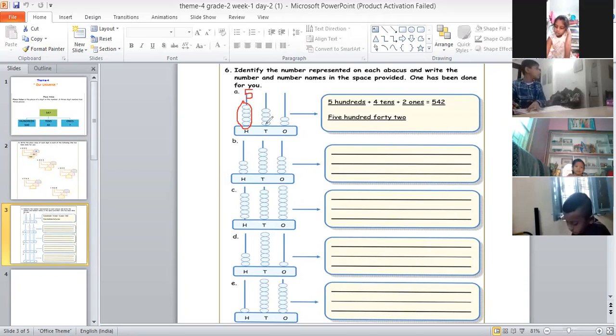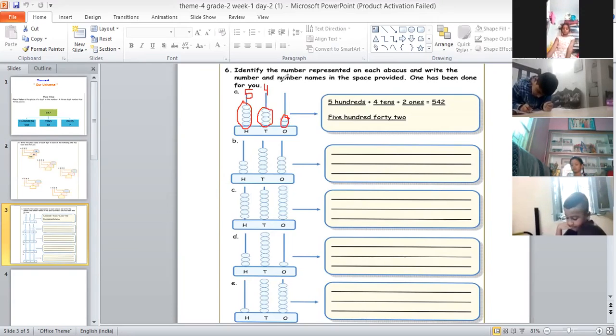Now in the tens place, how many beads do we have? 1, 2, 3, and 4. In the tens place, we have 4 beads, right? You all can see here, no need to draw a circle here. Just write these numbers. So we can write here 4 in the tens place. Now in the ones place, how many beads are there? 1 and 2. 2 beads are there. So we'll write here 2 above it, 2 in the ones place.